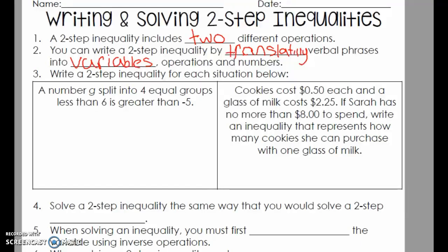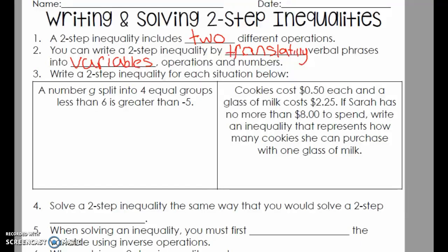Very good. I noticed you started to say equation. What's the difference between an inequality and an equation? Do you know? An equation has a what? An equal sign. An equal sign, and an inequality has a greater than or less than sign, right?